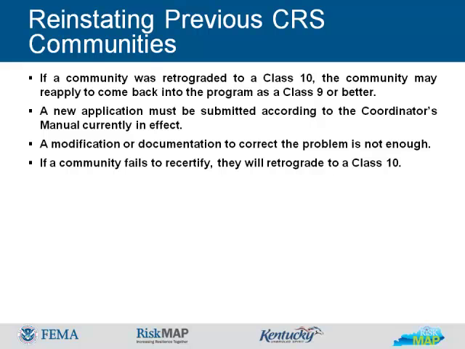If a CRS community retrograded to a Class 10 for whatever reason, it may reapply to come back into the program as a Class 9 or better community. Such a community must submit a complete new application according to the Coordinator's Manual currently in effect. It may not submit a modification or documentation just to correct the problem activities.